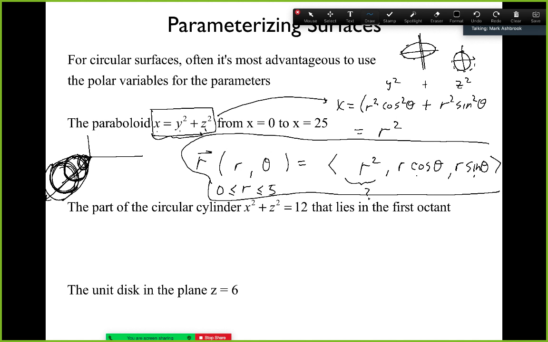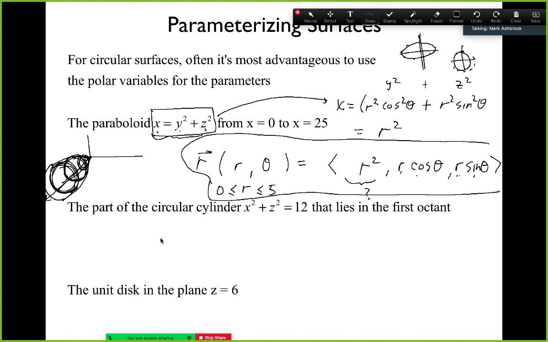So we know our circle is going to be in y and z, so our cosine and sine are going to be in y and z. But this is a varying radius, so we need to account for that. That's our other variable. Once we have that set, x has to be in this relationship, y squared plus z squared, and that gives that x is r squared.